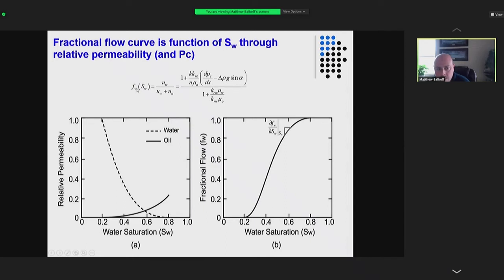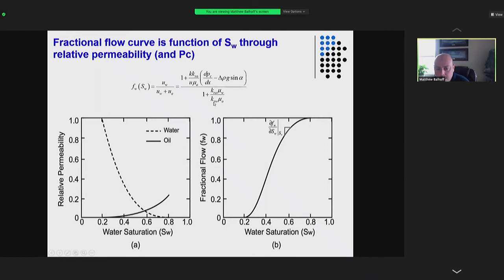And fractional flow, which is the water velocity divided by the total velocity, is a function of relative permeability in a few different places. And since relative permeability is a function of saturation, clearly fractional flow is a function of saturation. And if you were to plot fractional flow, FW versus water saturation, SW, it might look something like this, okay?